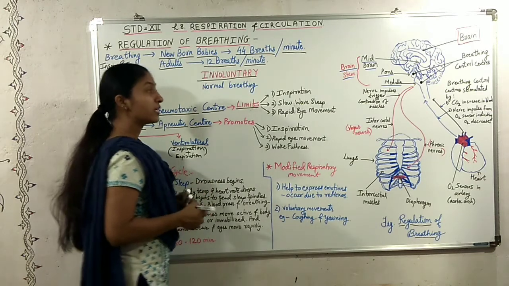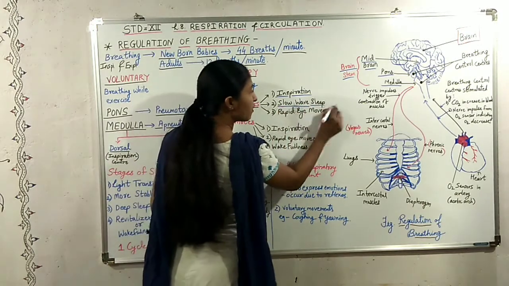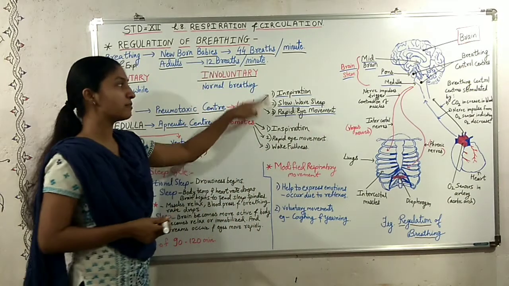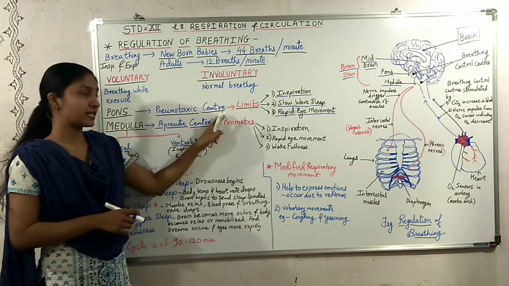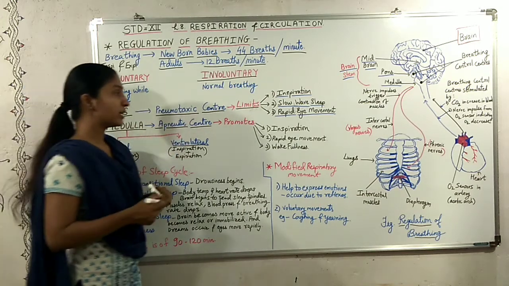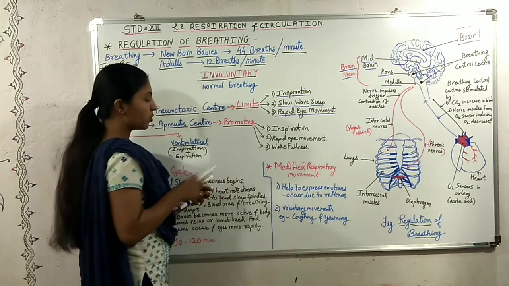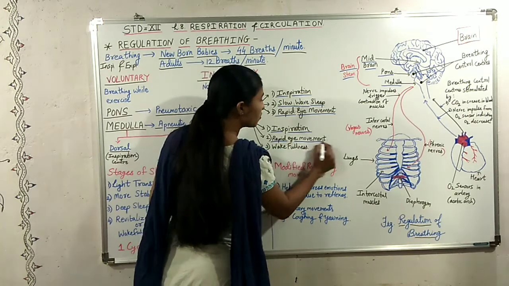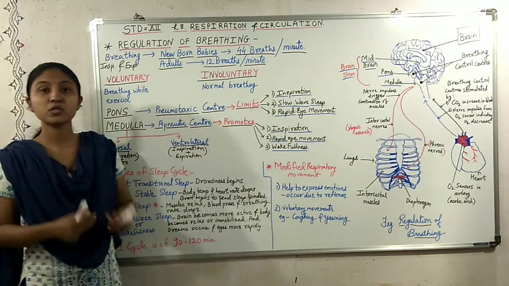It limits inspiration, again slow wave of sleep and rapid eye movement. All these things are slowed down by the Pneumotaxic Center or pons. Whereas the Apneustic Center or medulla promotes inspiration, rapid eye movement and wakefulness. So both the centers are opposite to each other.